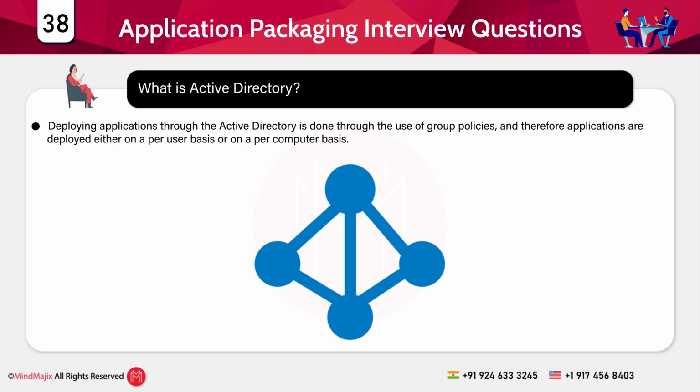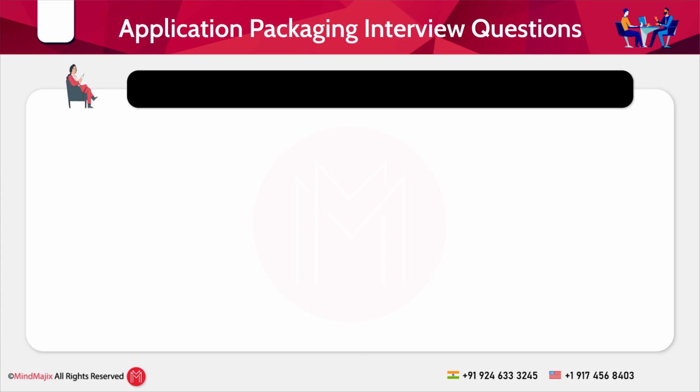Active Directory stores data as objects. An object is a single element such as a user, group, application, or device, such as a printer. We are using Active Directory for packaging, basically to deploy an application on a per user basis or on a per computer basis. What if the shortcut is not advertised?